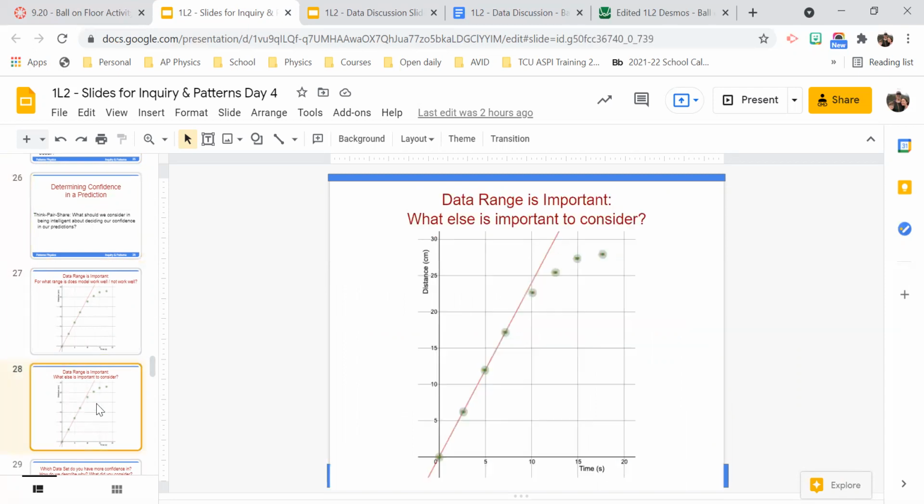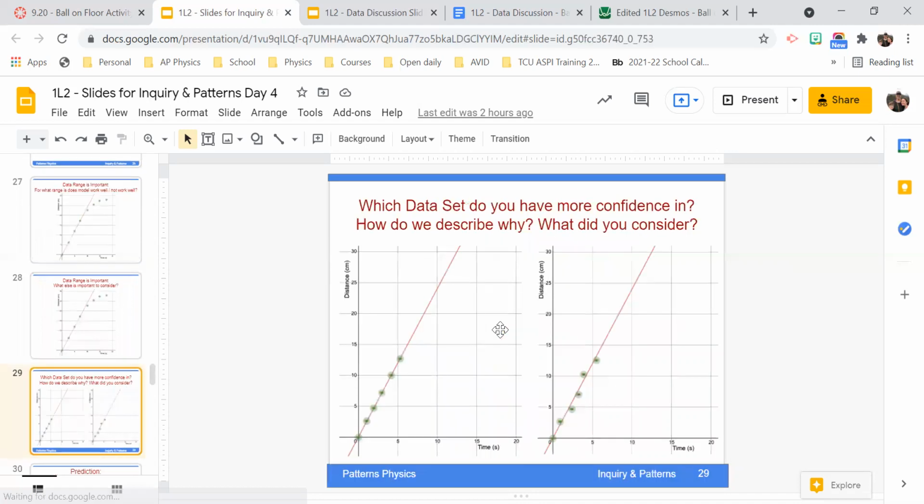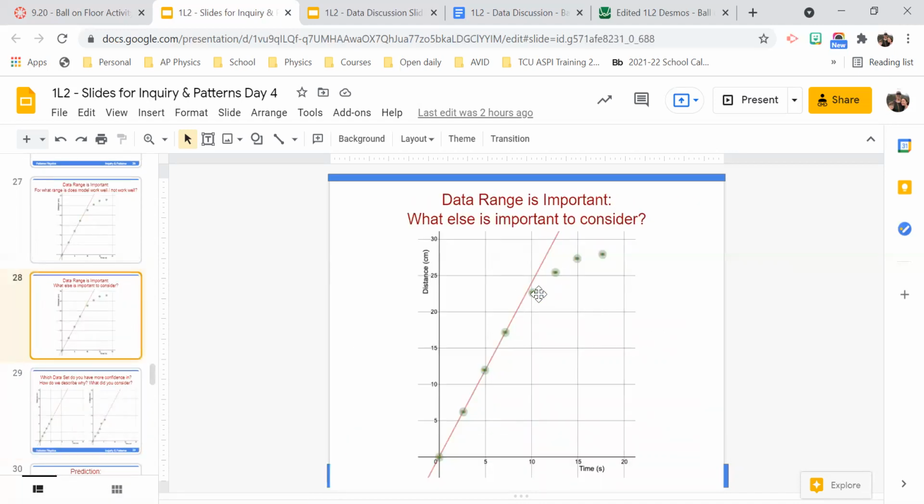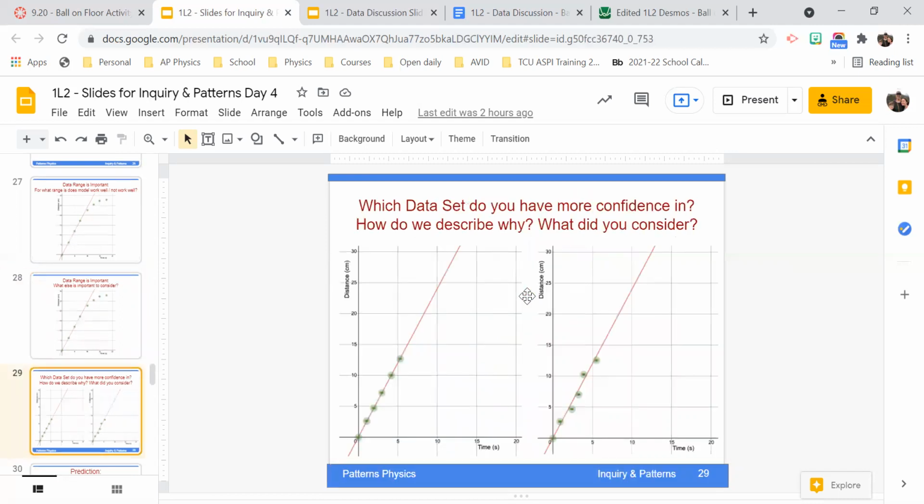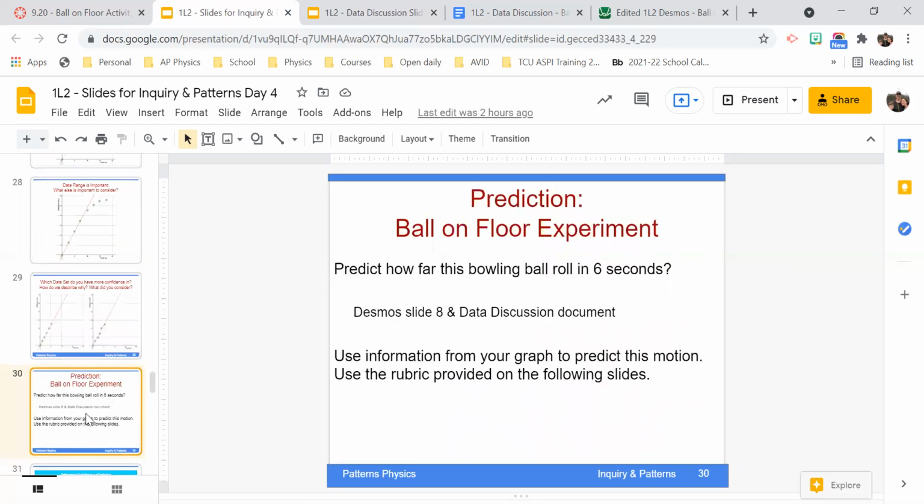All right. So what range does the model work well? Works well until about 17. After that point, it does start to break down. What else is important to consider? Considering that that system is non-sustainable. Hopefully y'all can look at this and say, oh, one of these has such beautiful data and the other one is a little off. And then that prediction. So the big question was, how far is that bowling ball going to roll in 6 seconds?